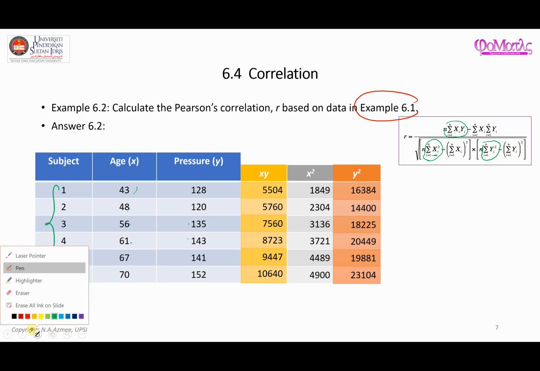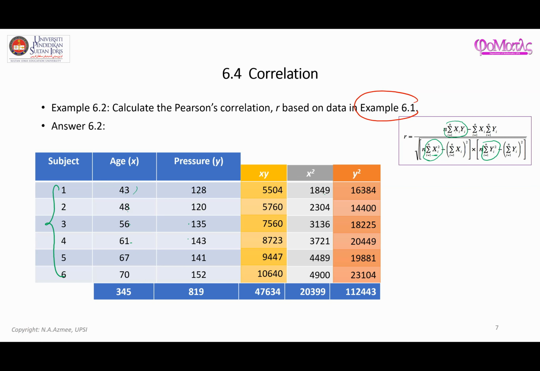Now what we need to do next is sum up all the values in the respective columns. You can see that this one is the sum of xi yi. This one is the sum of xi. The sum of yi is this one. The sum of xi squared is this one. This one is the sum of xi, and you square it. For this one, it is the sum of yi squared. And finally, this is just the sum of yi, and you square it. Okay, so that's what it is all about.